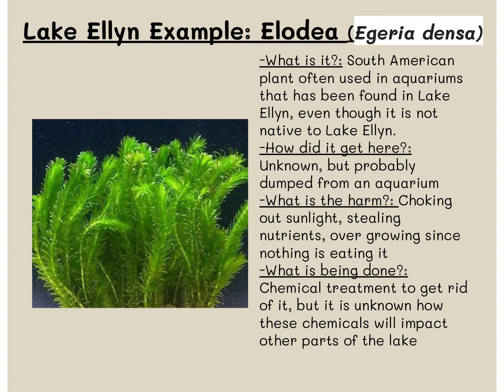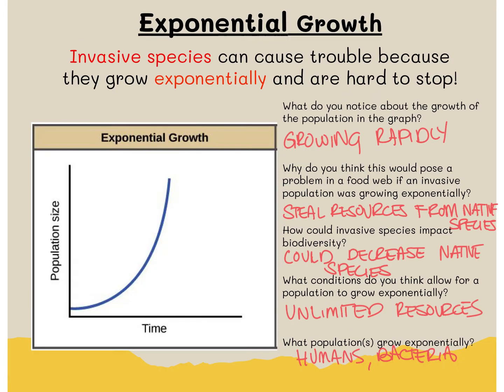Okay, we talked about this local example, which was Elodea. Okay, go to the next slide. Remember, we talked about Elodea as a local example of an invasive species. Go to the next slide.